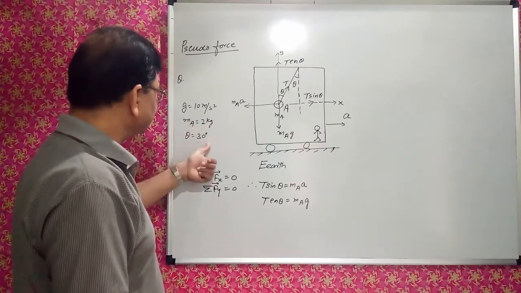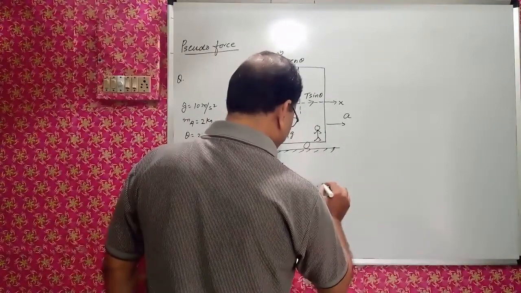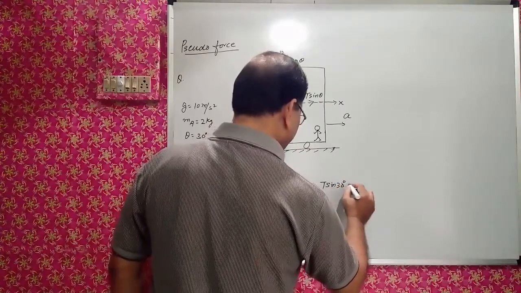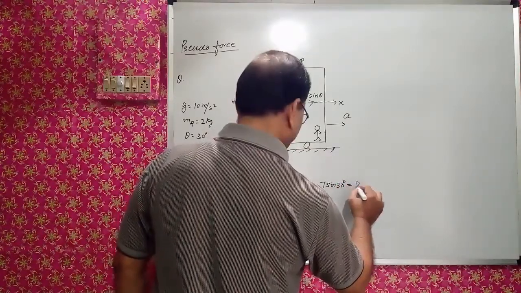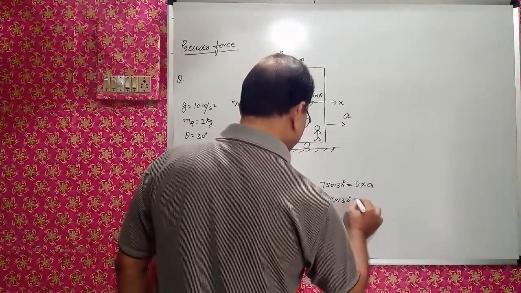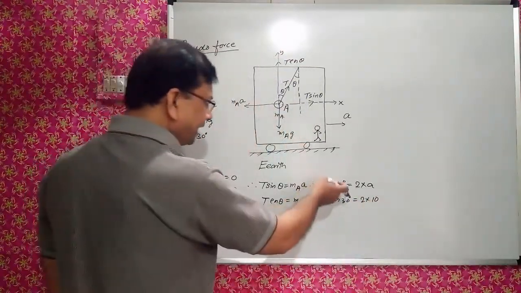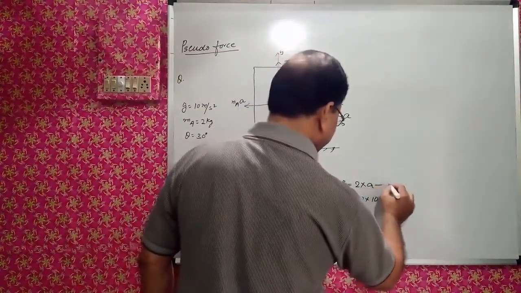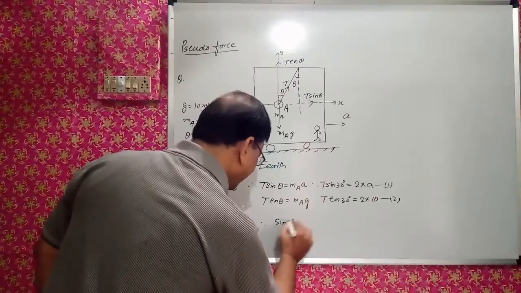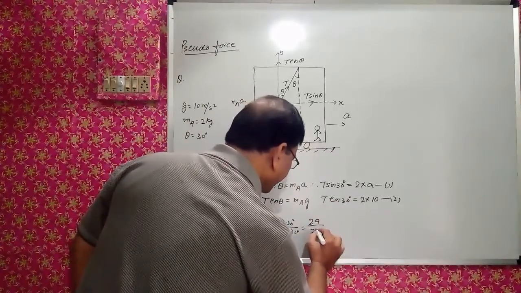These two relations we got as per the condition. Ma is 2 kg, theta is 30 degree, and g is 10 meters per second square given. Therefore, T sin 30 degree is equal to 2 into A, and T cos 30 degree is equal to 2 into 10. We will divide the first equation by the second equation. Therefore, sin 30 degree upon cos 30 degree is equal to 2a upon 2 into 10.